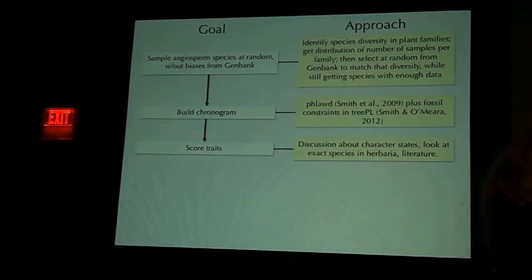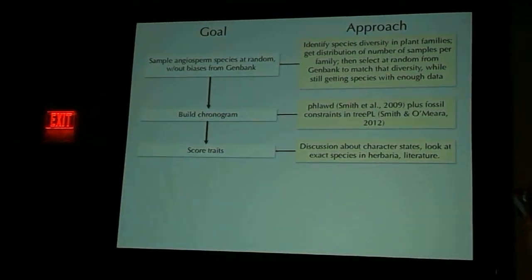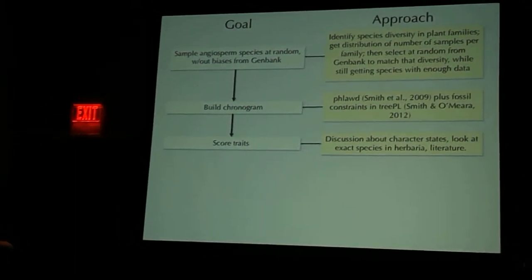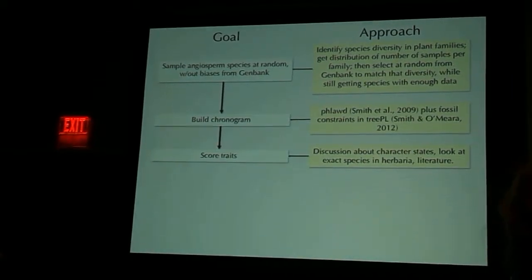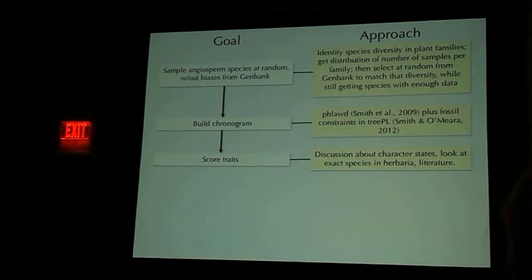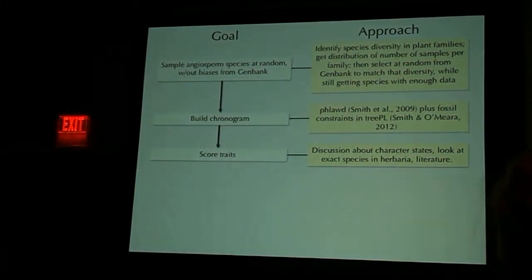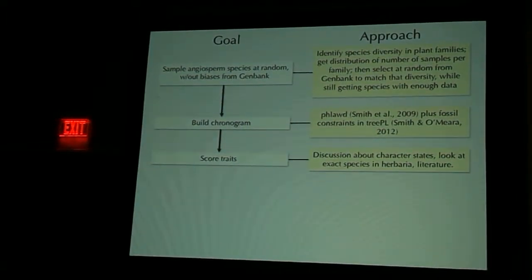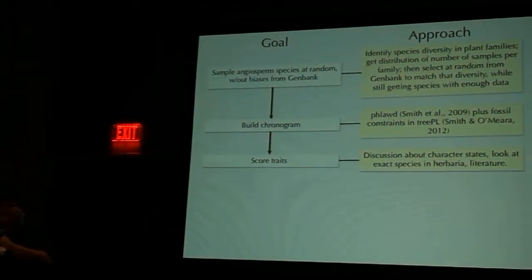Okay. Then we had to score traits. And this led to a discussion about character states, right? So you have a whole bunch of people who understand plants really well. Talking about homology requires a lot of discussion. We had multiple meetings about this. It's really good to see people, and it's amazing for me to be with people who could say, oh yeah, that plant in Madagascar has an inferior ovary.